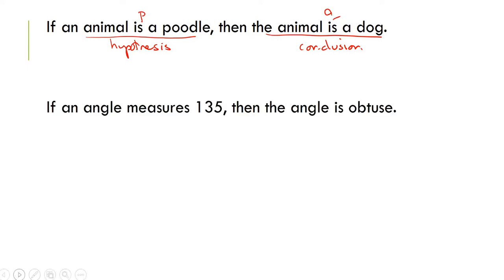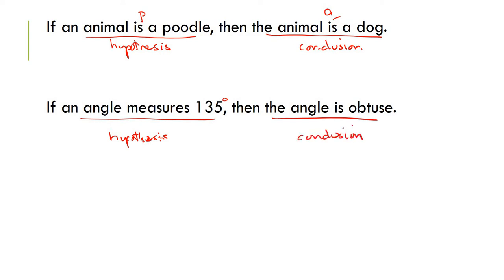Okay, here's another one. If an angle measures 135 degrees, then the angle is obtuse. So again, if I have something, my hypothesis, that is 135 degrees, then I can conclude that it is obtuse. So if P, then Q. If my hypothesis statement is true, then my conclusion is true. All right, we're going to do a bunch of stuff with this now.